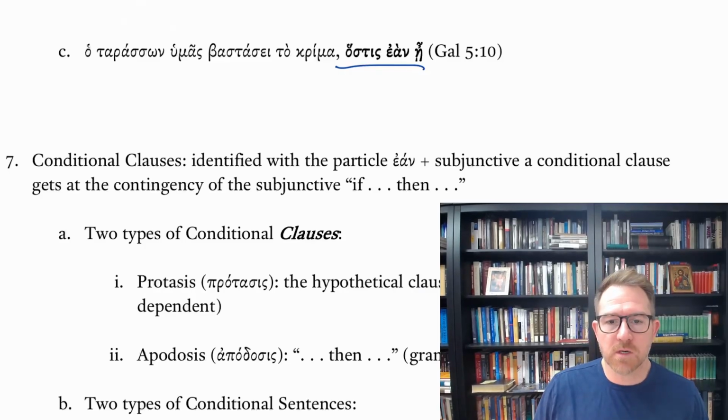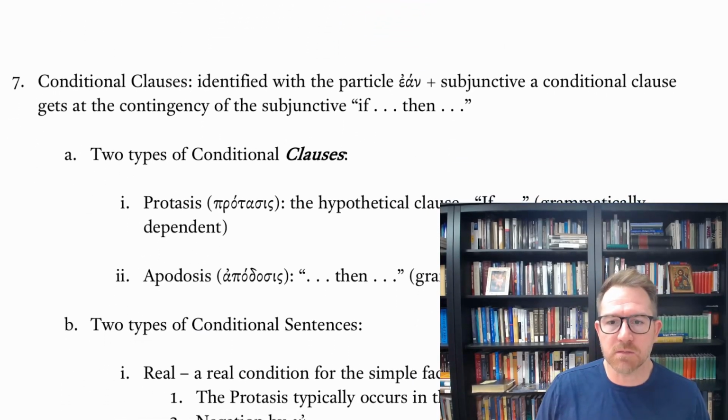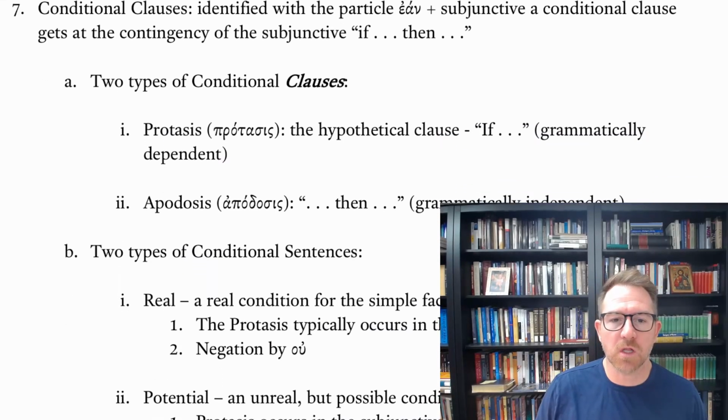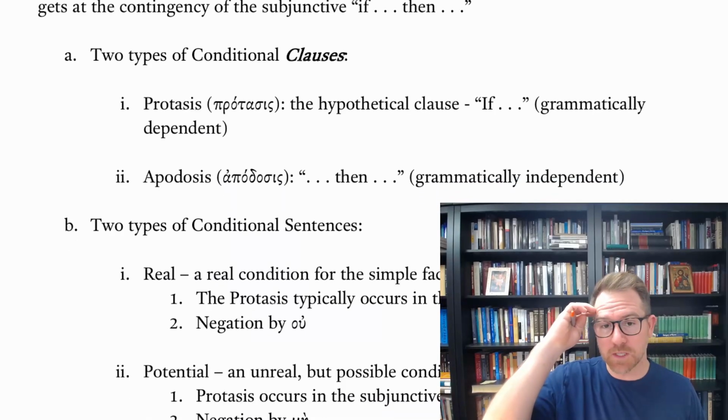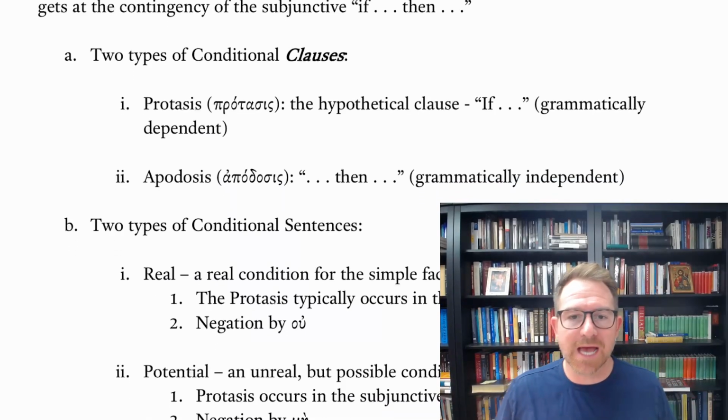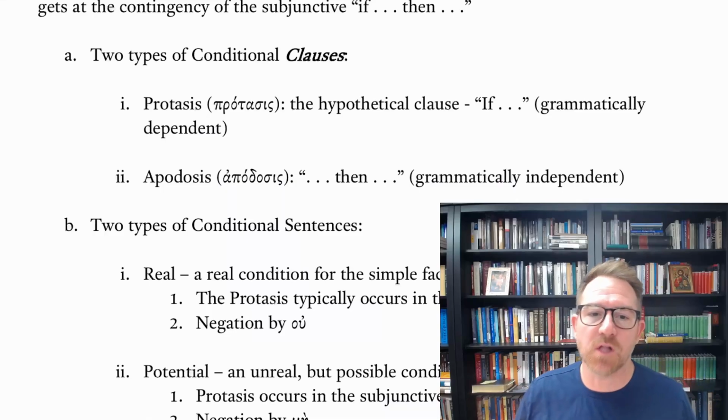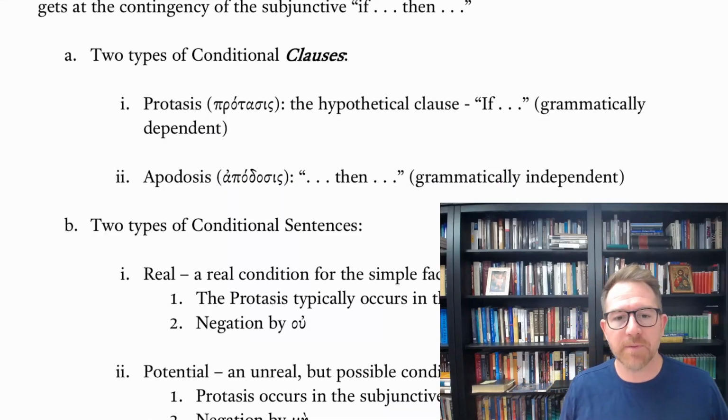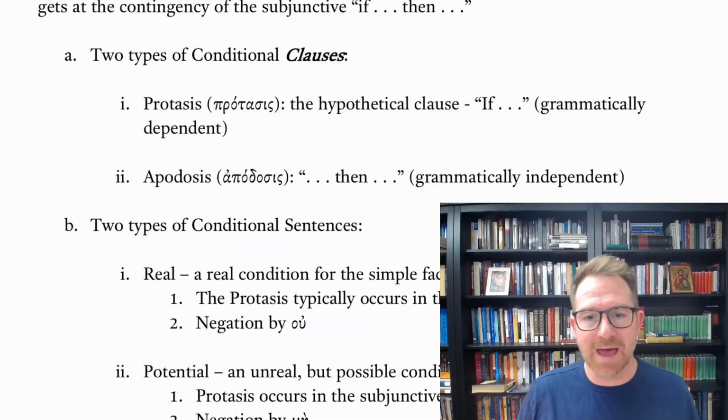Conditional clauses. These are identified with the particle ean plus the subjunctive. A conditional clause gets the contingency of the subjunctive, if then. So there are two types of conditional clauses. You don't have to worry too much about this, but it's helpful grammatically to know what's going on. The protasis is the hypothetical. It's the if clause, grammatically dependent. The apodosis is the then clause, which is grammatically independent.